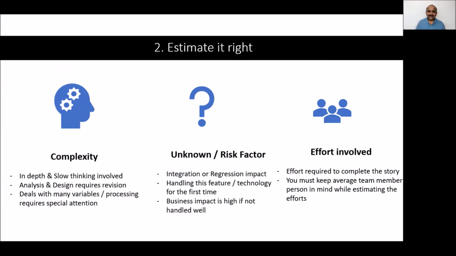If you can correlate a story point to an effort, why are you coining the word story point? Instead, you can as well say hours. Why are you saying story points? You are saying story points because it requires 3 ingredients: complexity, unknown or risk factor, and effort involved.